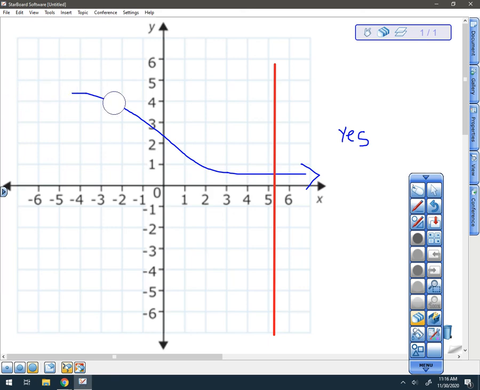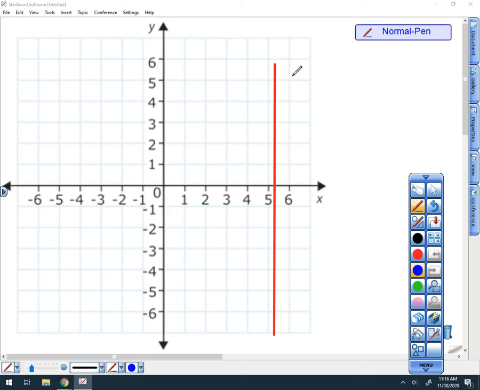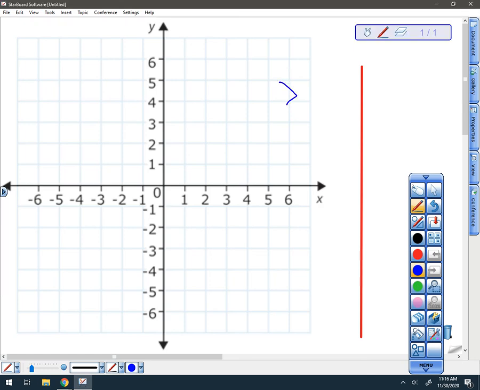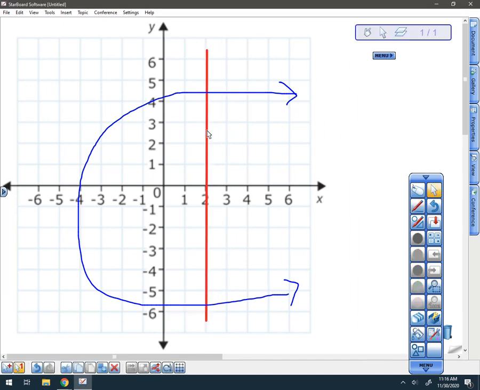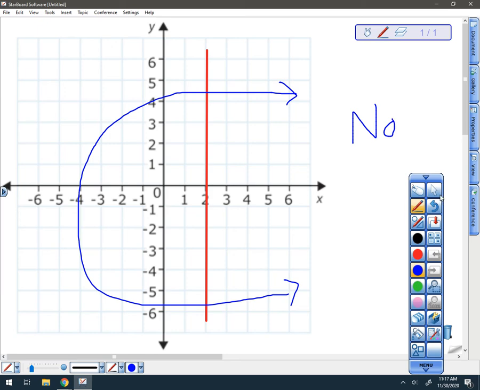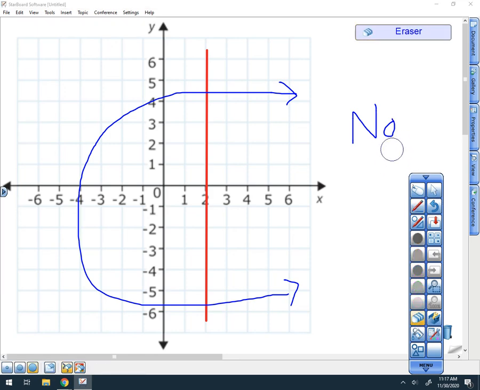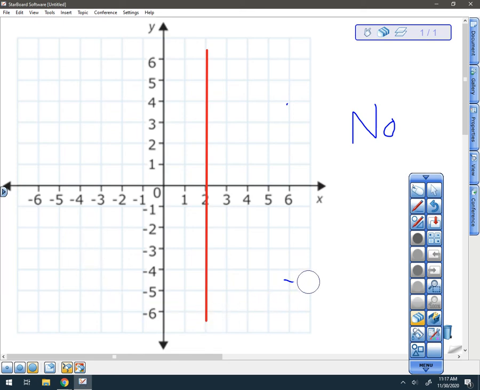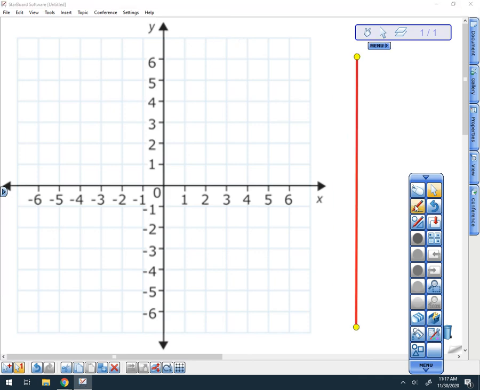All right, so let's look at an example of what not a function would look like. Let me move my vertical line over here. What if I gave you this graph? Well, if I draw a vertical line, I hit the graph here and there. If you hit the graph in more than one spot, then that would be no, not a function. And it's that simple. You just look at it and see, if I drew a vertical line, will I hit the graph more than once?